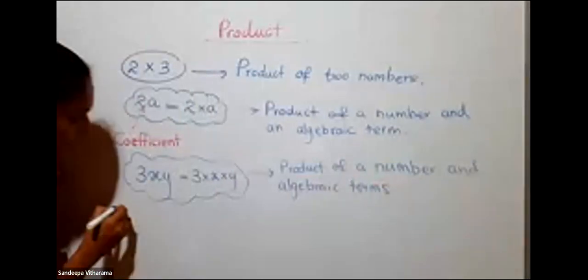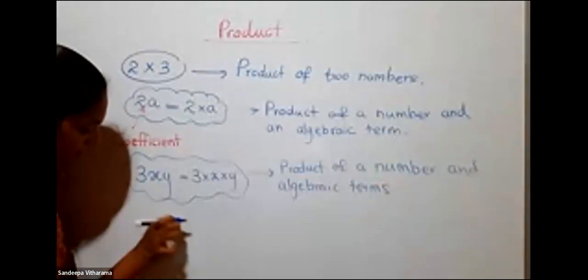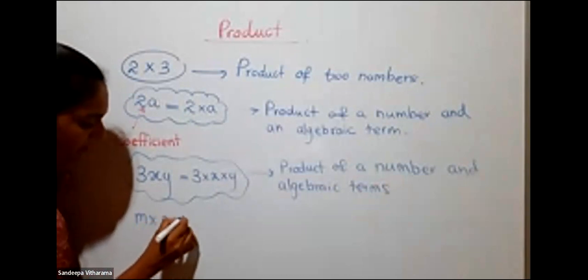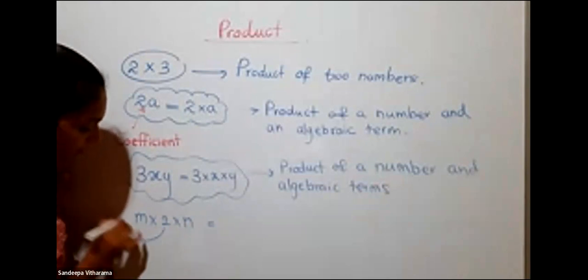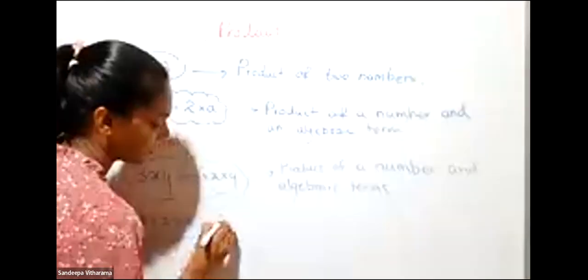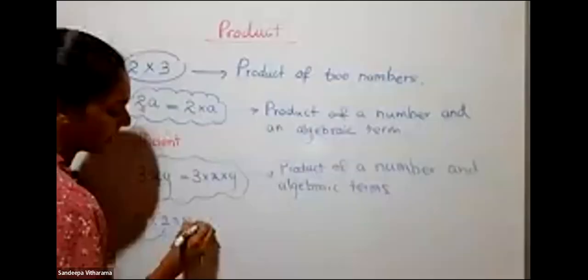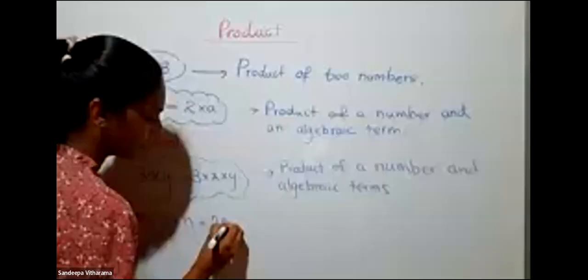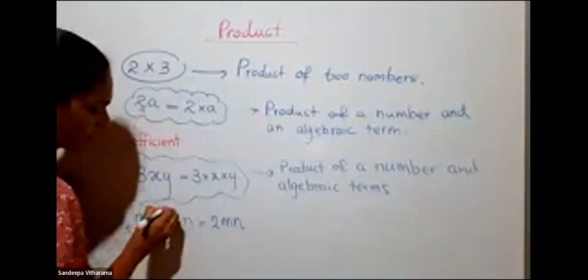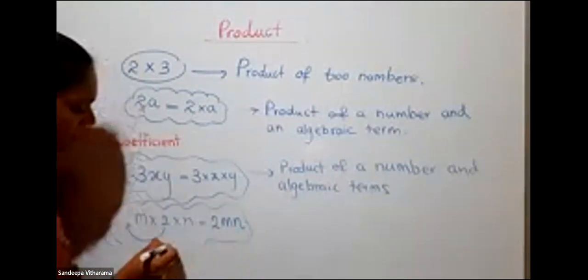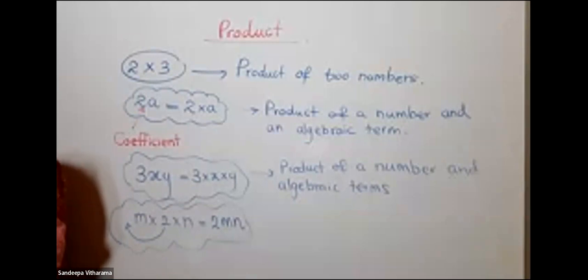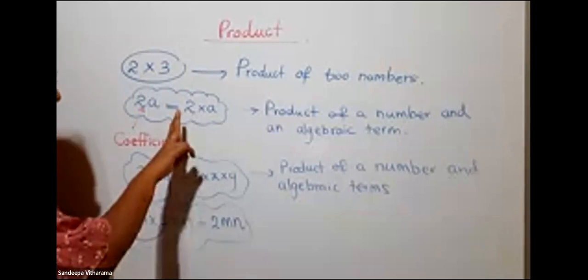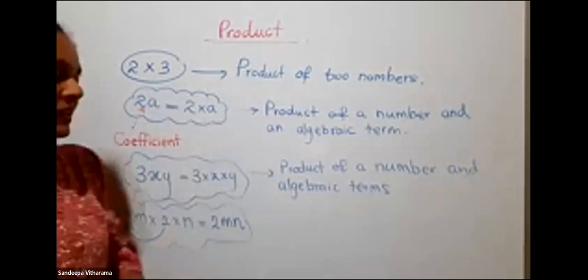And also, if we try to multiply m into 2 into n, now this can be written as, you have to take the 2 in front of these two because you have to give the priority for the number. Then 2 into m into n, m into n. This is also what we call a product of two algebraic terms and a number. Okay, these are very important. Here, these all are a term and a number.